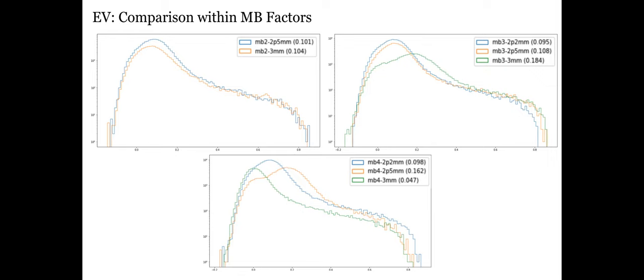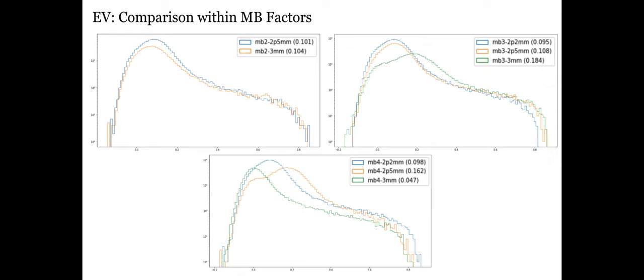In general, at least for multiband factors 2 and 3, as we go to higher voxel sizes, the mean of the EV distribution is shifted to the right, towards higher EV values. However, for multiband 4, the 3 millimeter sequence gave us, on average, a lower EV value. And like Michelle said, there are probably more analyses that we should do to figure out exactly why.